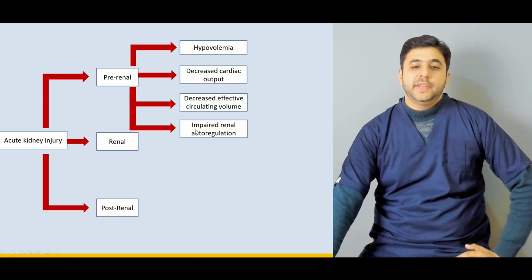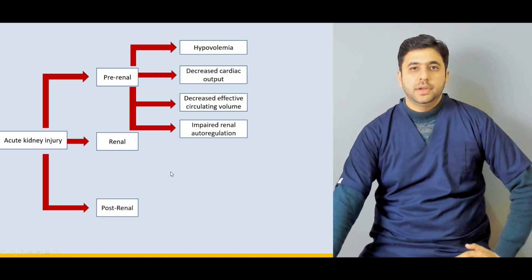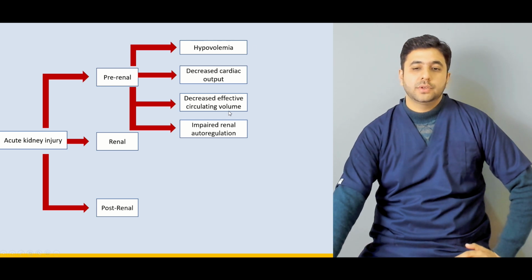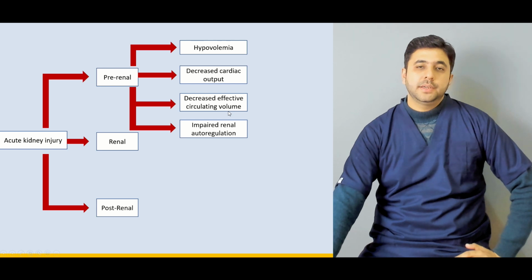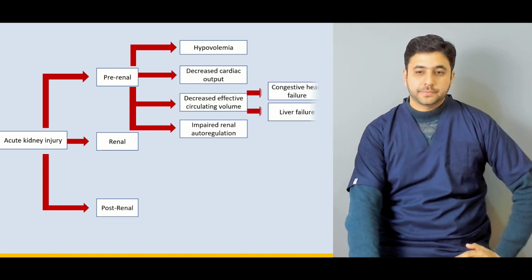And lastly, there can be impaired renal autoregulation because of some pathology, but this is fairly rare. The important ones to remember here are hypovolemia, decreased cardiac output, or decreased effective circulating volume. Just remember that anything that decreases the blood supply of the kidney can lead to prerenal azotemia.